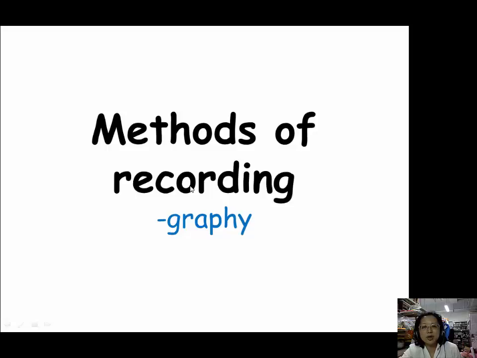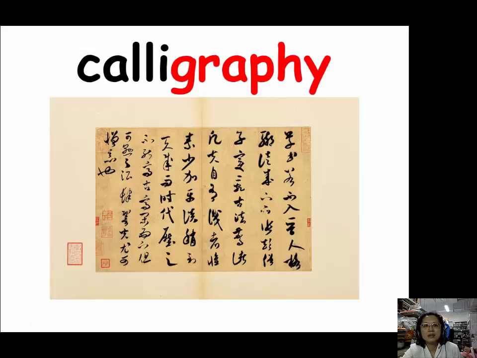As for methods of recording, we use this suffix graphy, G-R-A-P-H-Y, and our example is calligraphy. Calligraphy is an artistic, stylized, or elegant handwriting or lettering. This is Chinese calligraphy, and in English, they also have English calligraphy, which has to use a special designed pen, like Chinese calligraphy has to use the paintbrush.